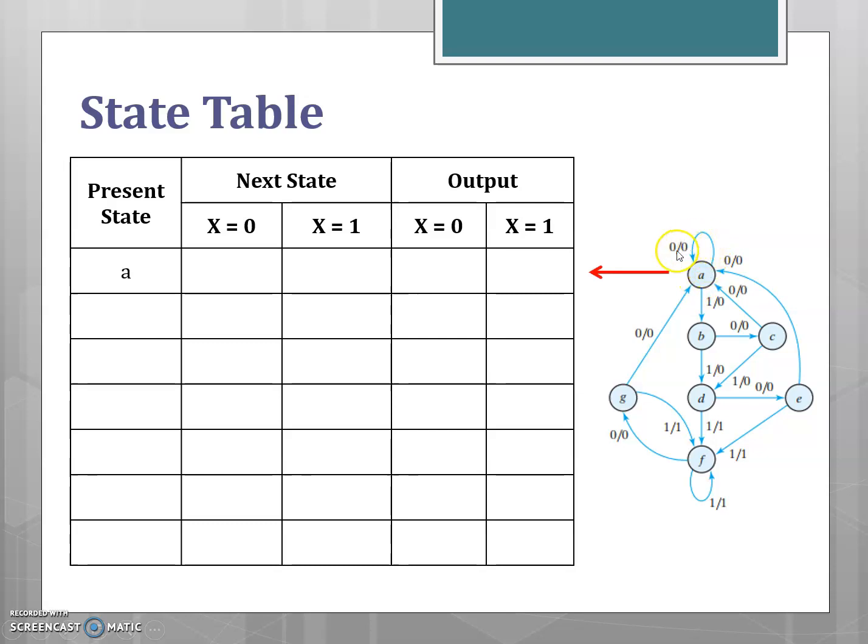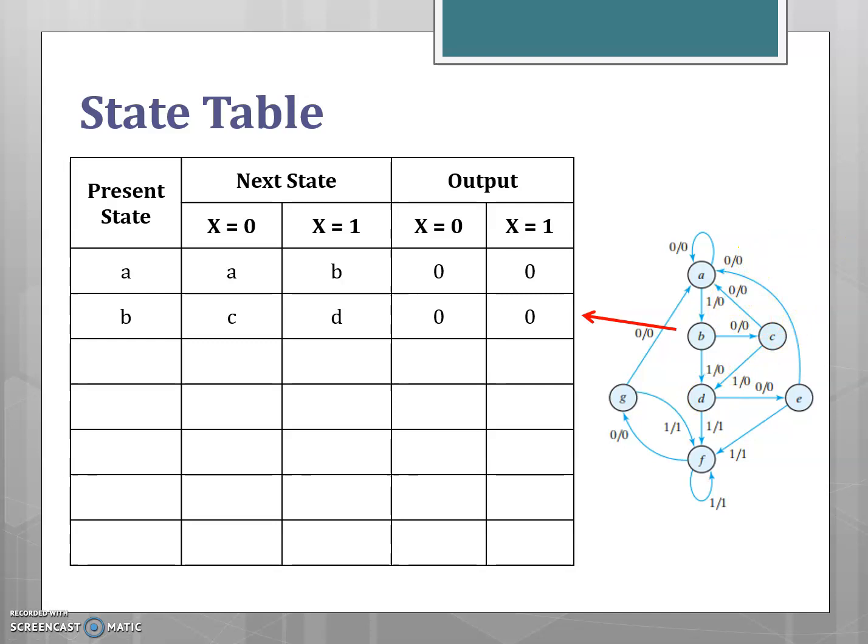With 0 as input, the next state is A with the output 0. And for the input 1, the next state is B with the output 0. Now moving on to the next state B. With B as the present state, for the input x equal to 0, the next state is C with the output 0. And for the input x equal to 1, the next state is D with the output 0.